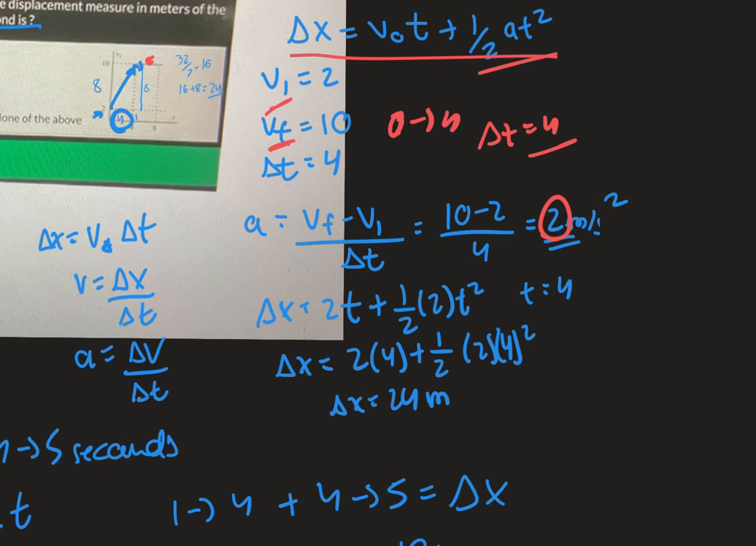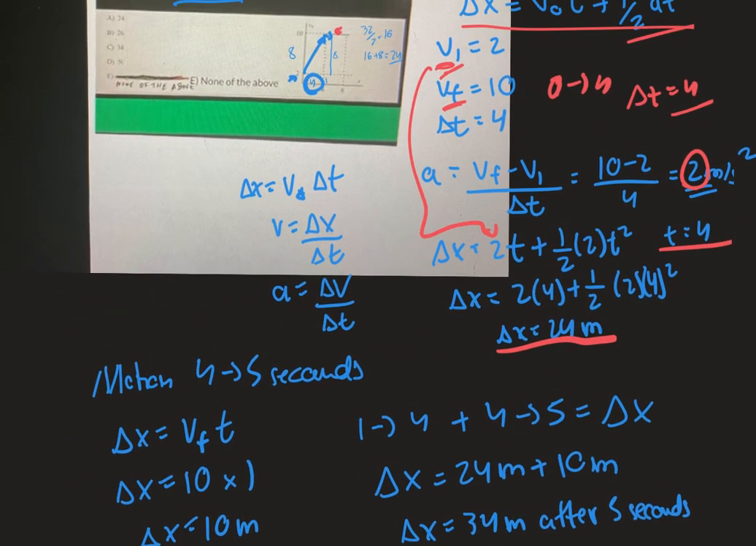and the initial velocity as well. The initial velocity is right here. Don't confuse that with the acceleration. And then since t is equal to 4, we'll input that into the equation, and we get the displacement of 24.